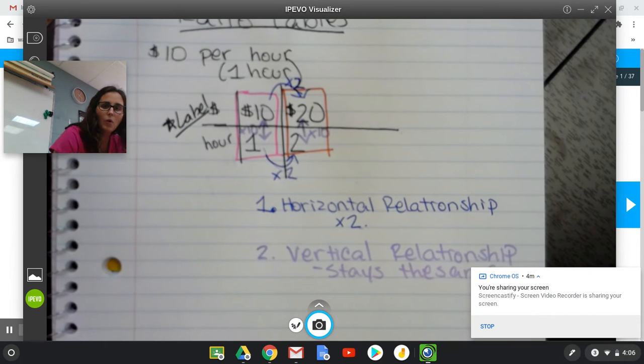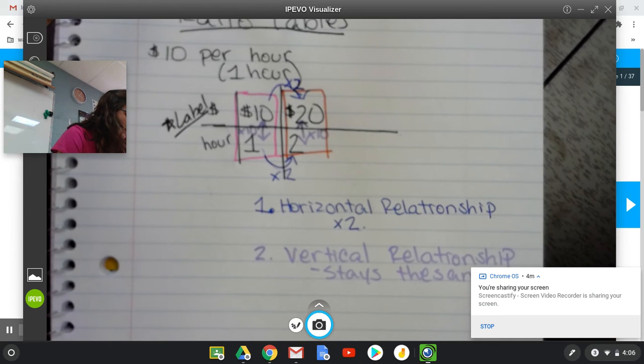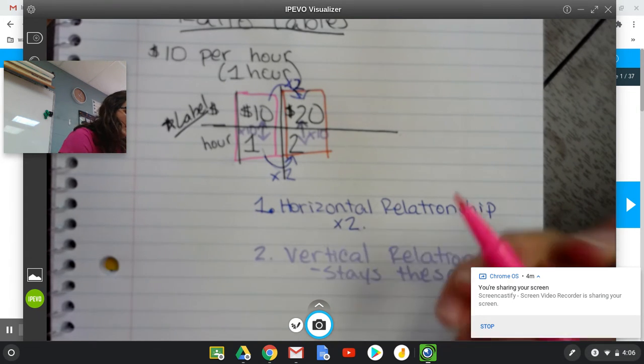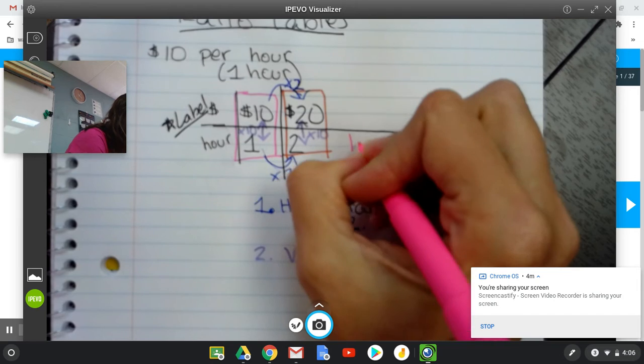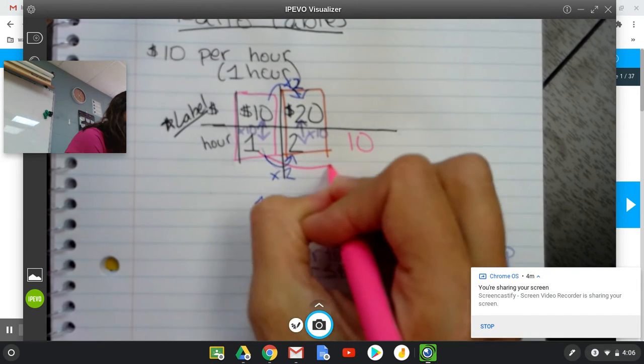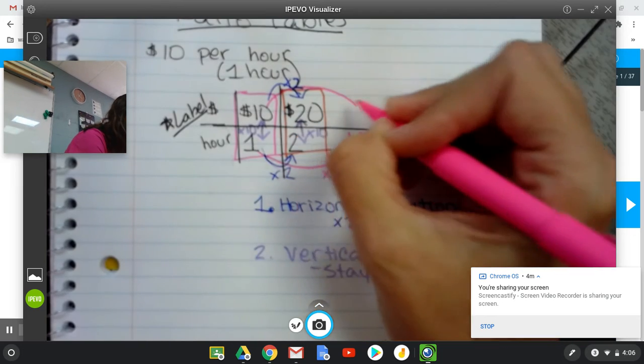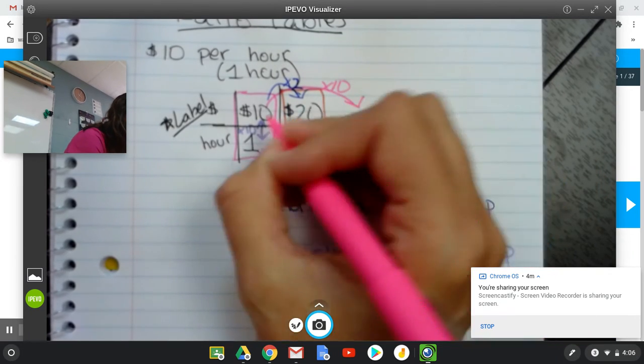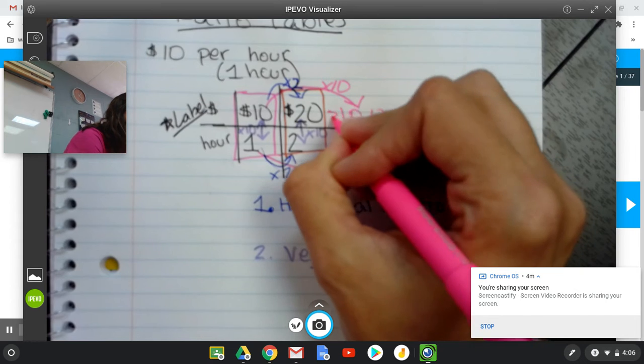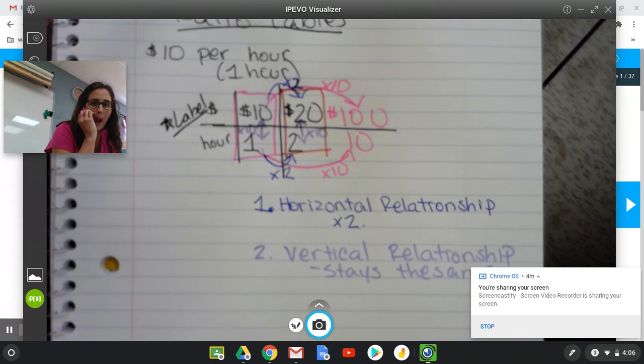Now let's just say I'm wondering here how much I'm going to make if I work 10. Let me try to use a different color that I haven't used. So what if I am going to work 10 hours? 10 hours. I can multiply 1 times 10. I'd have to do it to the numerator, too. So 10 times 10 is 100. If I work 10 hours, I'm going to make $100.